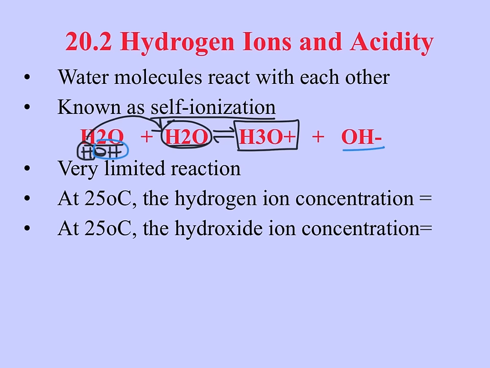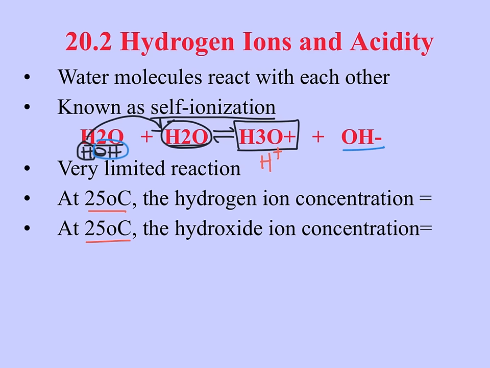Okay, so now let's see. This says at 25 degrees Celsius, the hydrogen ion concentration is, and it also wants us to write down what the hydroxide ion concentration is. Also, let me note here the H3O plus hydronium is equivalent to H plus. Those two ions are equivalent to one another. So 25 degrees Celsius basically means room temperature. At room temperature, what is the hydrogen ion concentration, and what is the hydroxide ion concentration?